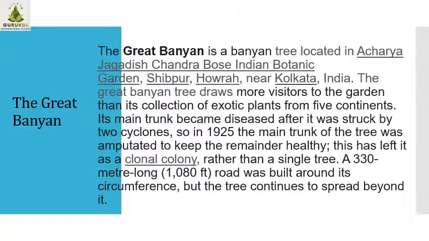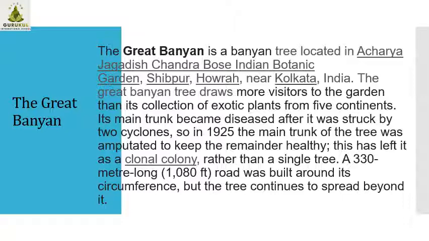So in 1925 its main trunk got damaged. Amputated means it got cut from the main tree. Amputated to keep the remainder healthy. So it was damaged, that is why it was amputated, meaning some part was cut off to keep the other part of the main tree healthy.